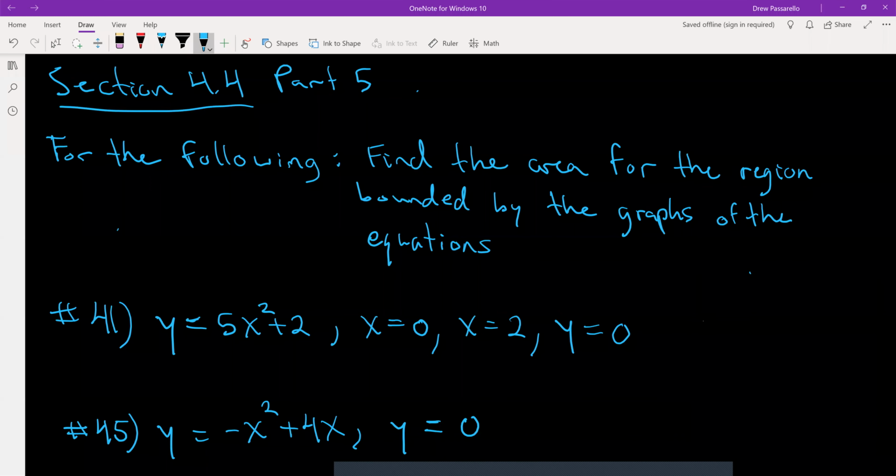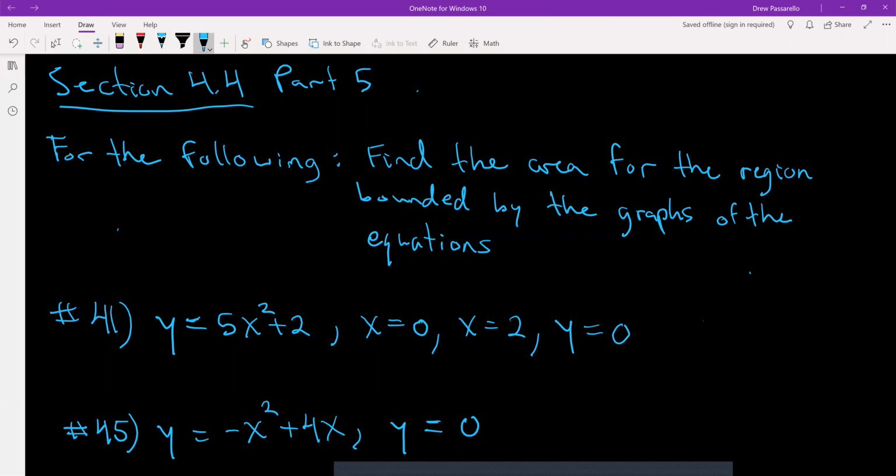The previous sections, 4.2 and 4.3, had a lot to do with area, and so I wanted to do a video. This is the last part to section 4.4. We find area, but instead use the fundamental theorem of calculus, basically integrating the definite integral using integration rules rather than having to use the limit definition. So these are two examples I'll go through.